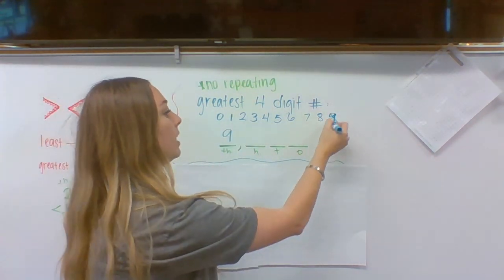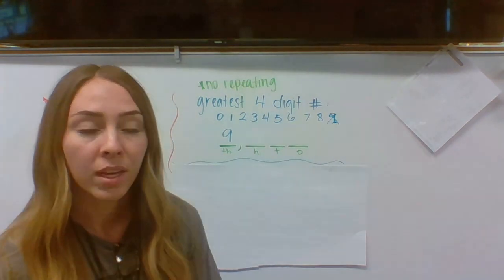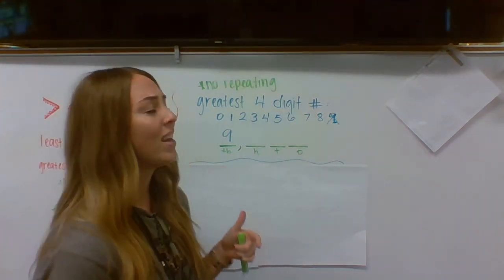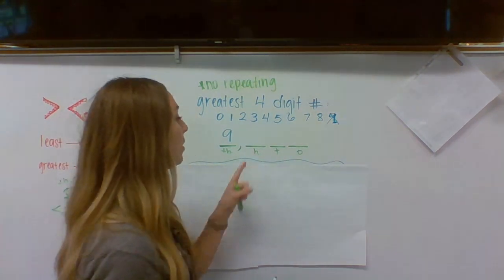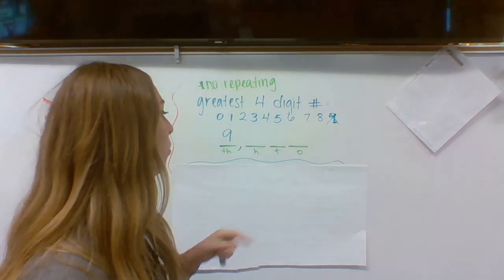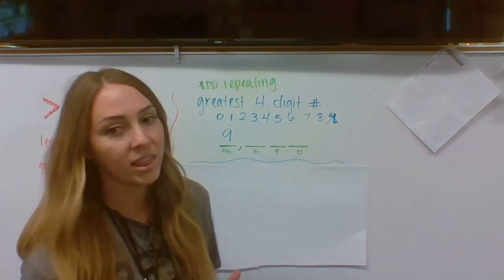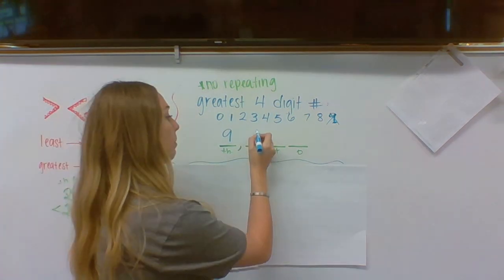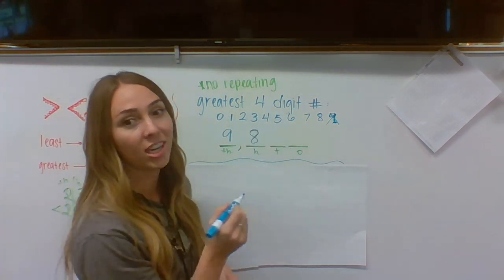Now that one is done. I can't use the 9 anymore. So I'm going to find my next biggest digit, which is 8, and I'm going to put that in one of these other spaces. Which one? Well, I'm going to see which one out of these, hundreds, tens, or ones, is worth the most. I know that hundreds is worth the most, so I'm going to put my next biggest digit here.